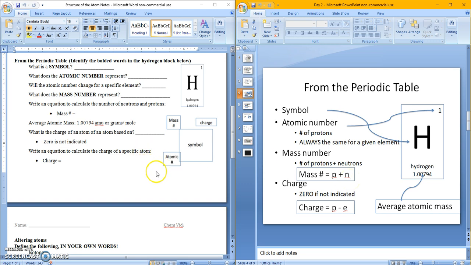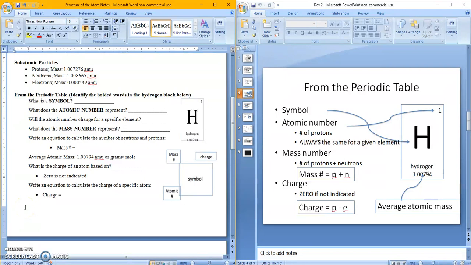And here's where it gets a little tricky. On the periodic table, on the very bottom, you have what we call the average atomic mass. Now, this is not the mass number. This does not tell me how many protons and neutrons there are. The average atomic mass tells me, on average, what is the mass of a hydrogen atom, because a hydrogen atom, or any atom, can have different masses. We're going to go over why they can have different masses in a bit, but just remember, star it, note it: average atomic mass on the periodic table. The mass number can only be calculated for one specific atom.